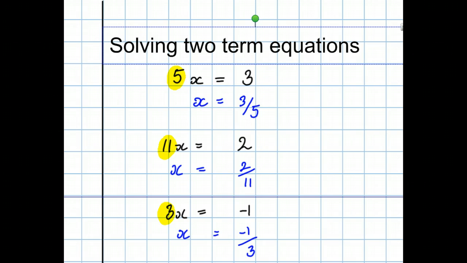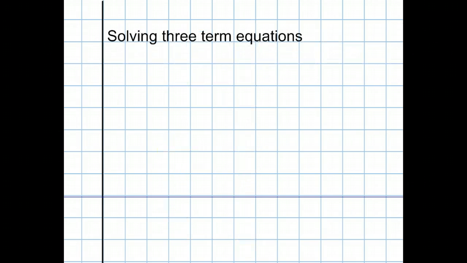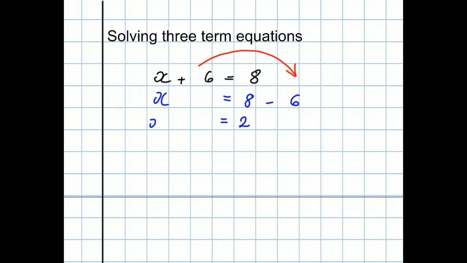Right, now what about three-term equations? So look at this most straightforward one. x plus 6 equals 8. We move the number to the other side. So it becomes x equals 8, take away 6. In other words, x is equal to 2. Let's go through that again.